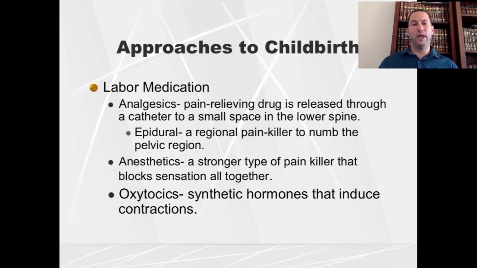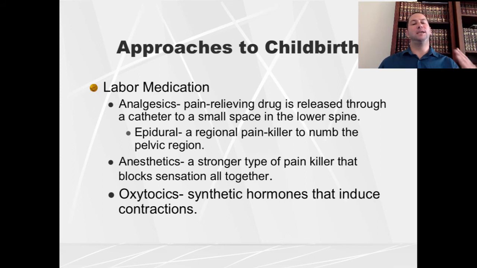So, how do we help? What are some of the medications we give? There's analgesics, anesthetics, and oxytocics. Analgesics, such as an epidural, are painkillers. The contractions are painful. You inject it into the lower spine, and then it numbs the lower extremities. Anesthetics are more topical, and instead of being a painkiller where the pain is there but it reduces it, anesthetics block sensation altogether. So these are your two ways to deal with pain.